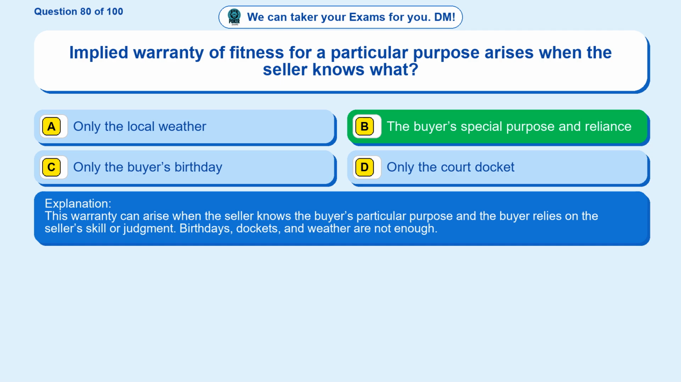This warranty can arise when the seller knows the buyer's particular purpose and the buyer relies on the seller's skill or judgment. Birthdays, dockets, and weather are not enough.